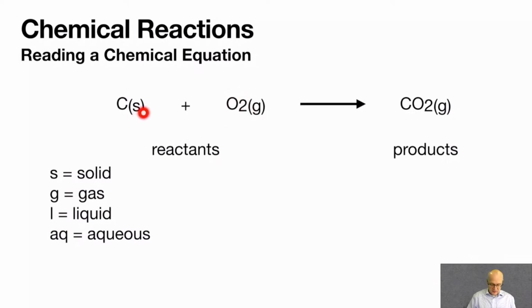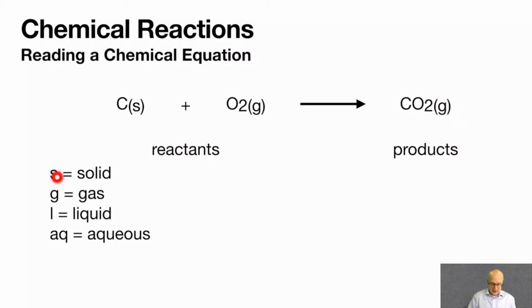Notice the designator here. C with an (s) in parentheses means carbon solid. So it's solid carbon. It's a state of matter. And (g), gas, so it's oxygen in the gas state. On the right-hand side of the arrow, these are the products. And this particular reaction generates CO2 gas.